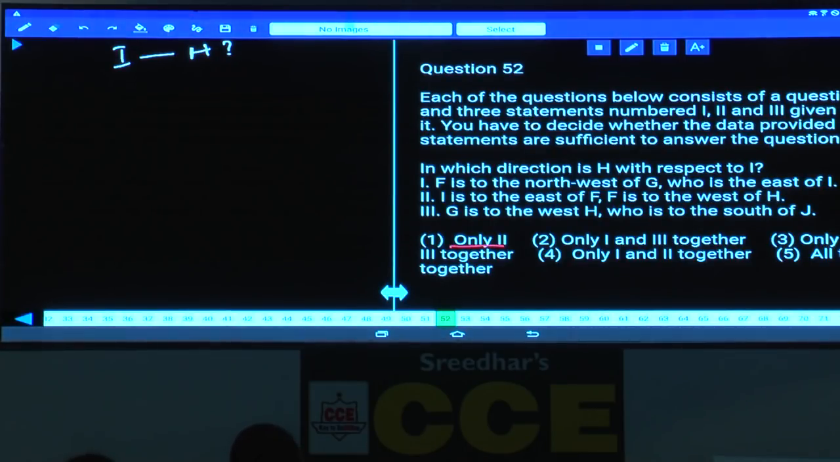Now I should check out with only 2 alone. I is to the east of F. F is here. I is to the east of F. F is to the west of H. As F is to the west of H, tell me, am I getting the answer or not? F is to the west of H. Then, in which direction is H with respect to I? Tell me, the answer was in which direction is H with respect to I? East. Am I getting a unique answer or not?